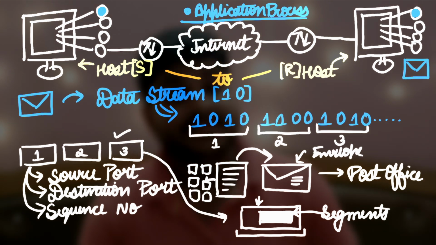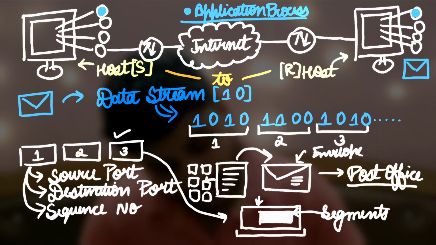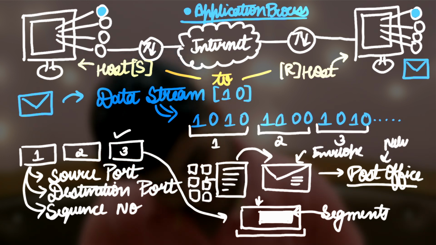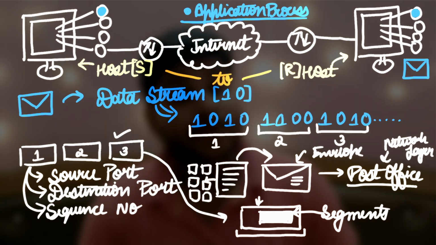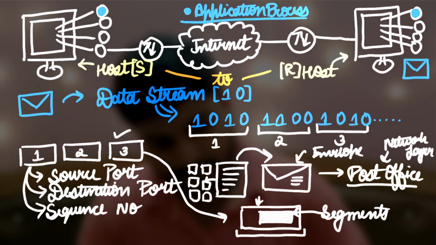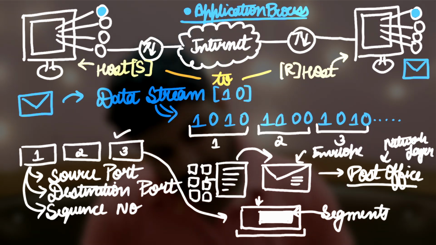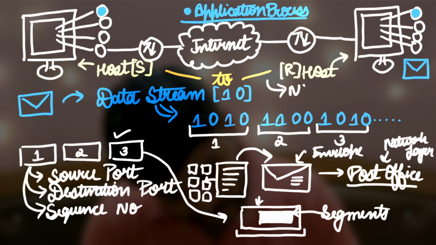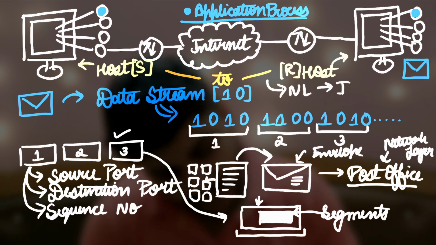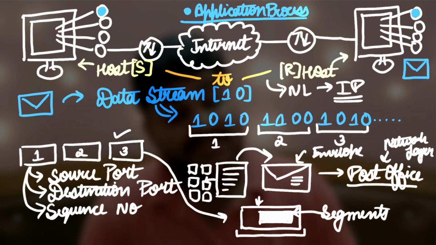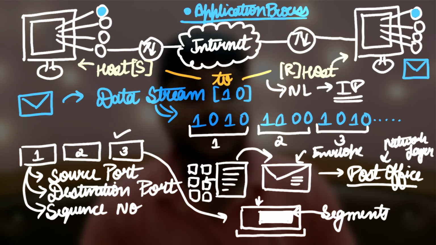And then these packets are given to the network layer. That is going to be the post office. This post office, or the network layer, is going to use the IP protocol to send these packets to the receiver. So this means that this host-to-host communication is handled by the network layer, specifically by the IP protocol in the network layer.